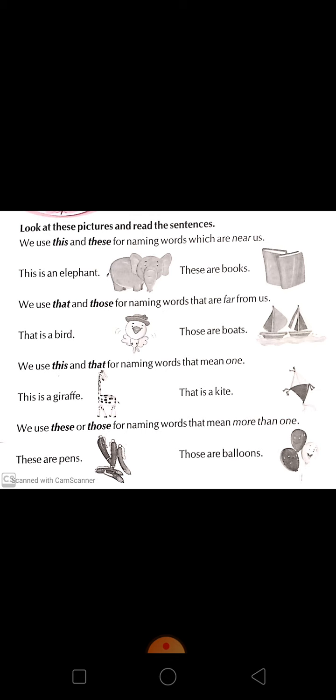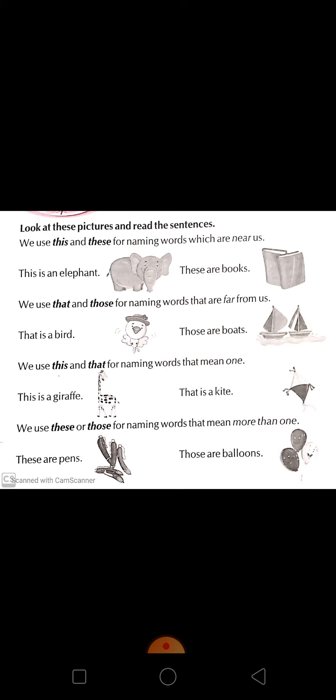Okay, we use that and those for naming words that are far from us. For example, that is a bird. Okay, now here jo far cheeze hain unke liye we use that. Okay, and those are boats. If you are talking about more than one, we use those are boats. So you can see boats are far, but they are plural. Okay, and bird is singular.